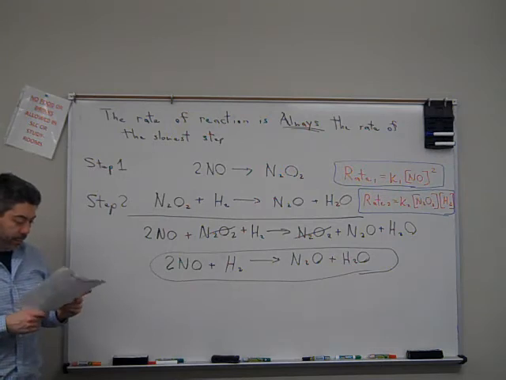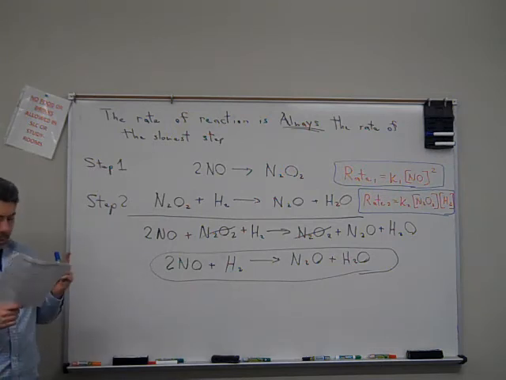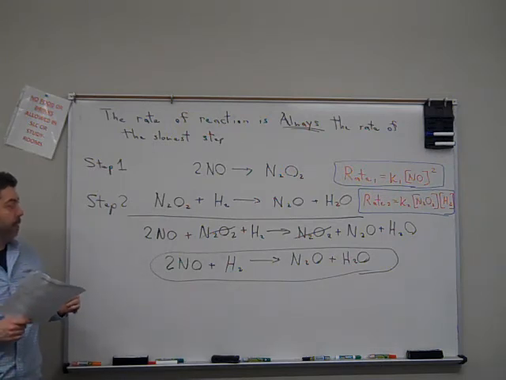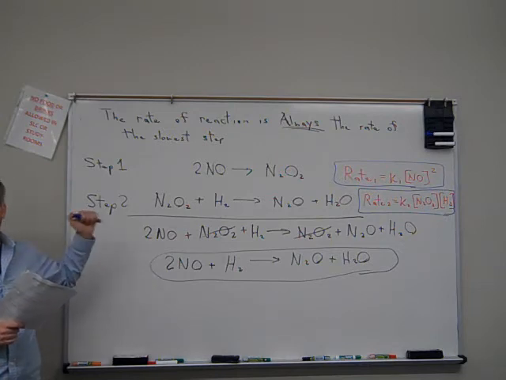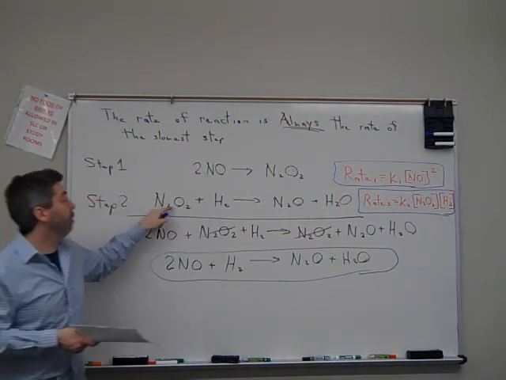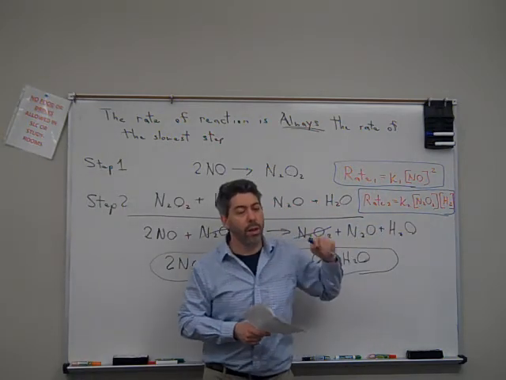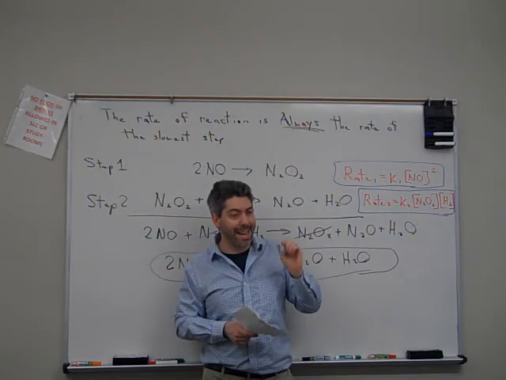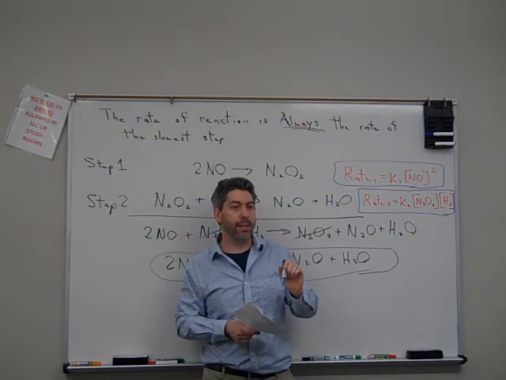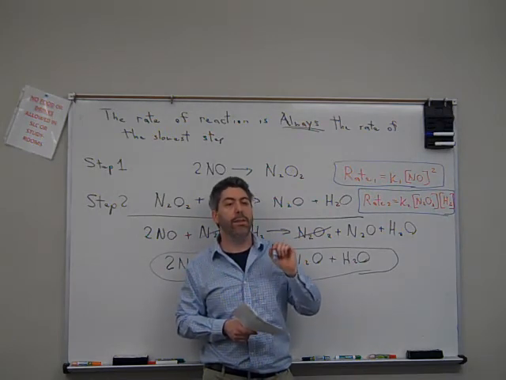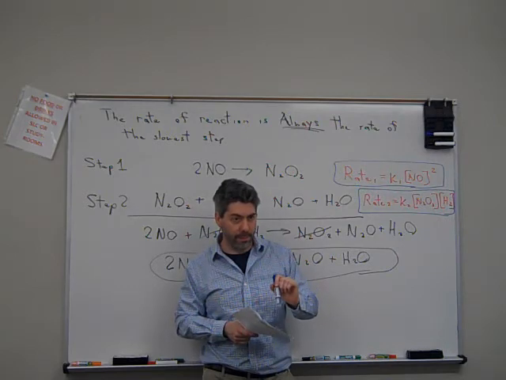Now in this case, what are the intermediates of this particular mechanism? N2O2. And there lies the problem with this particular rate law. A rate law for a reaction cannot have an intermediate in it.